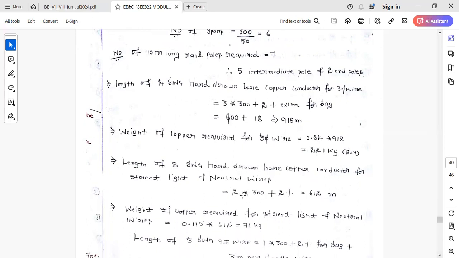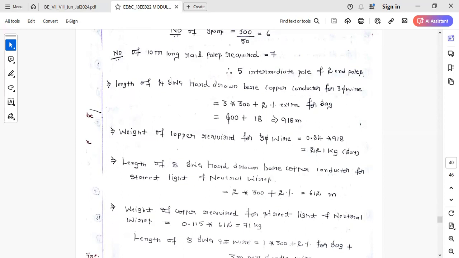So 2 into 300. In case we need it, observe one thing here: the length of the 8 SWG hard-drawn bare copper conductor for street light is needed, and the neutral wire is needed. So total 2 into 3, 2 into 300 plus 2%, total 612.